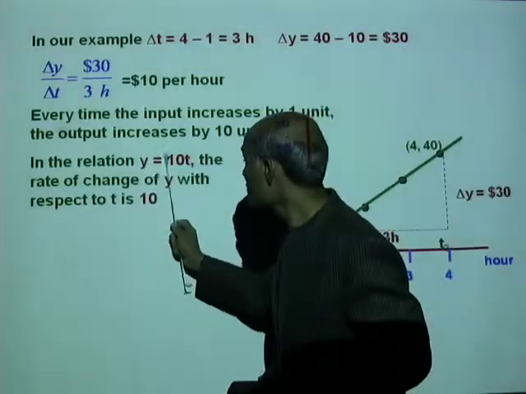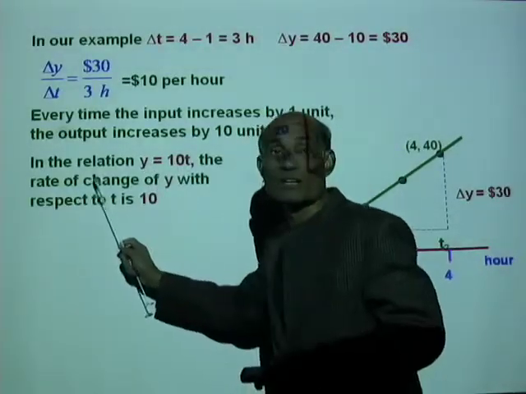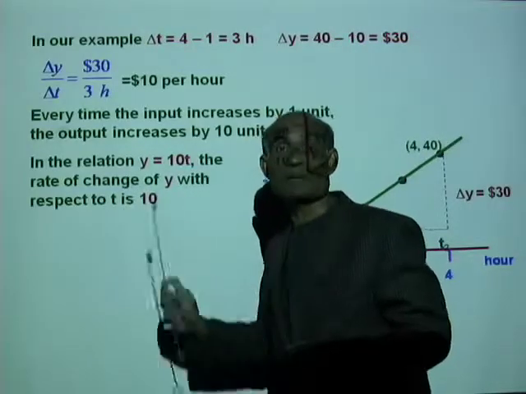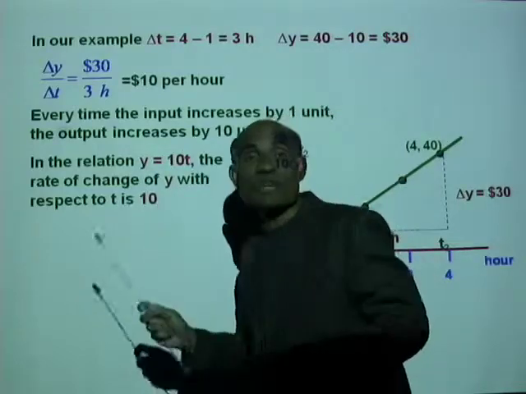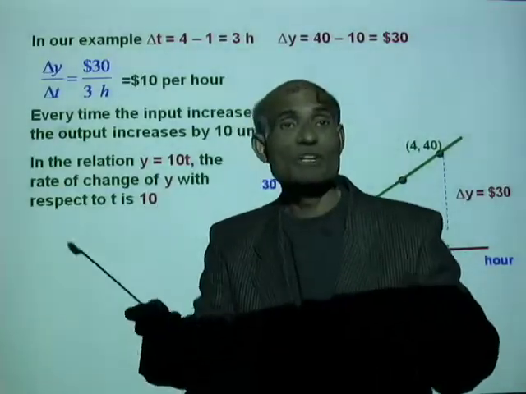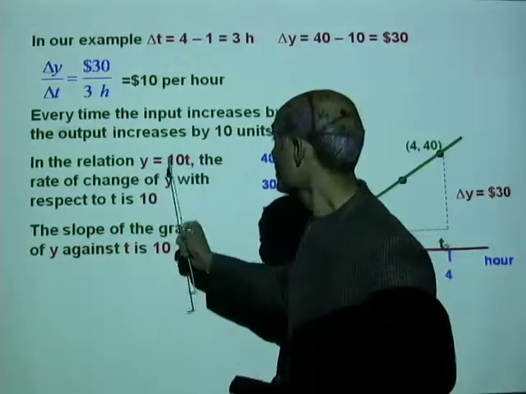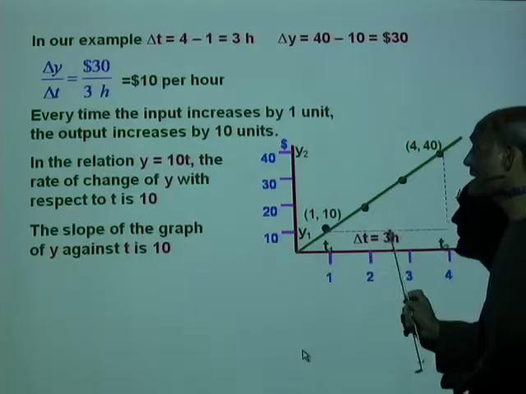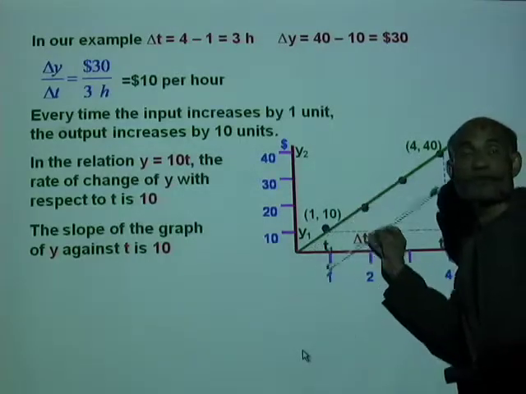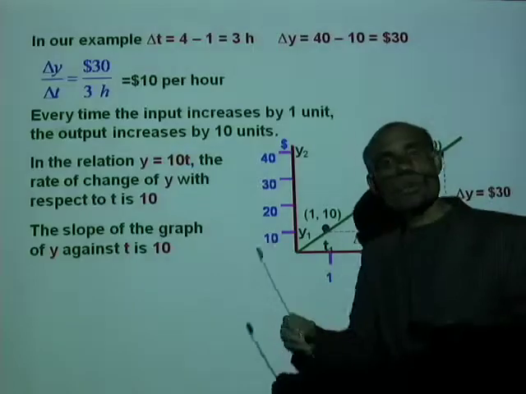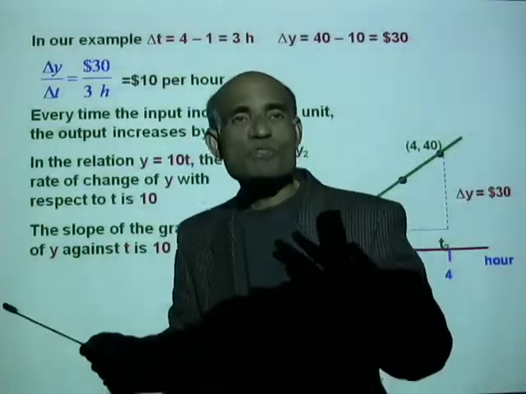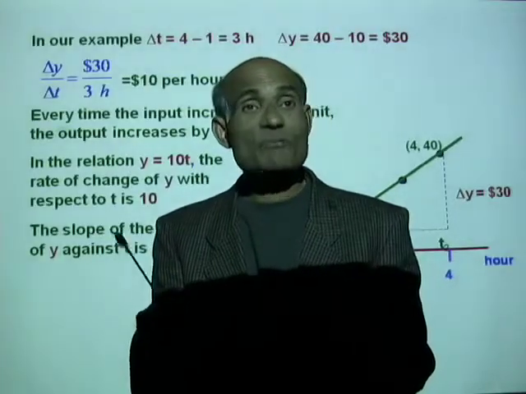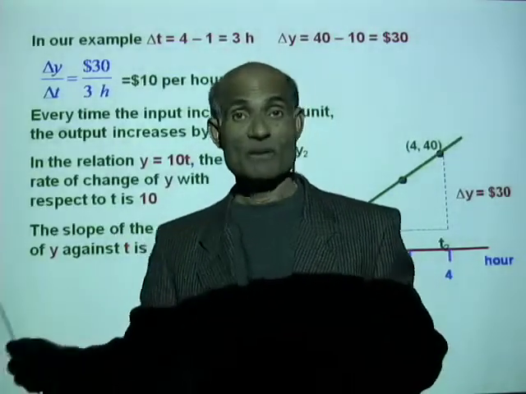So, in the relation y equal to 10t, the rate of change of y with respect to t is 10. So when you look at the equation, you can actually figure out the rate of change. And you also know that this quantity delta y by delta t is the slope of this graph, isn't it? So what is the physical meaning of the slope of a graph? Slope of a graph is a measure of the rate of change.